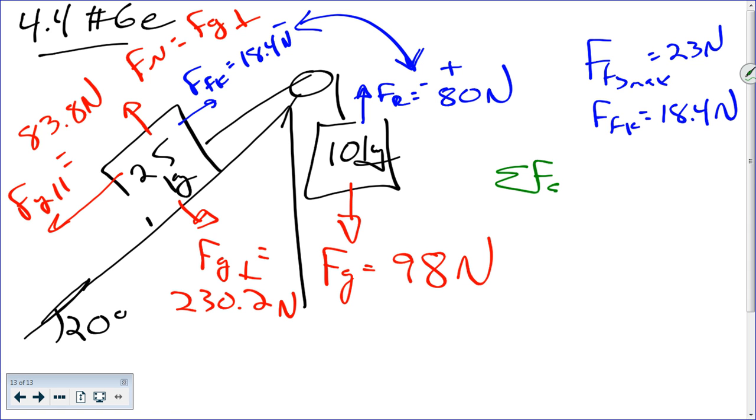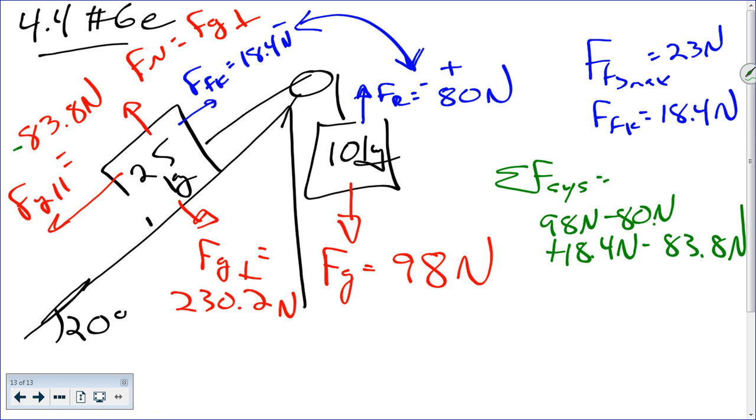All right, so let's now find our net force on the system. So the net force on the system is going to be, well, let's see, we got to add all of these up. So we've got 98 newtons from gravity, minus 80 newtons from Roy, plus 18.4 newtons from friction, minus 83.8 newtons from the parallel component of gravity. So if you add all that up, it gives you a net force on the system of negative 47.4 newtons. Is that right? Yeah. Oh, right. Gotcha. Yeah, that makes sense.